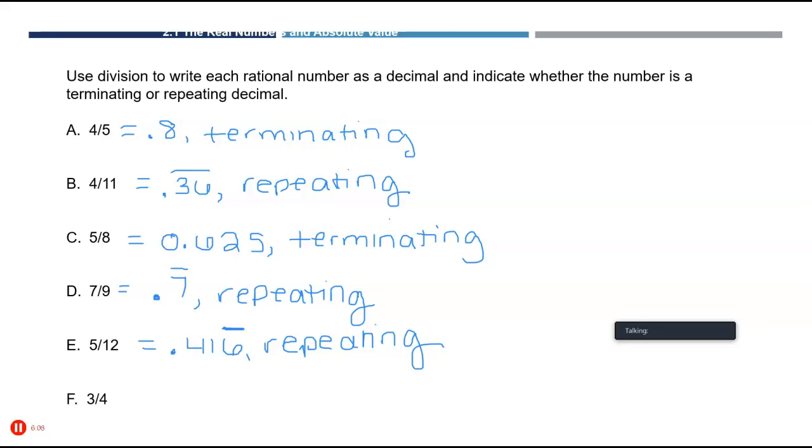And Zoe, 3/4. Perfect. And Abby, is that terminating or repeating? Excellent. Questions at all on decimals?